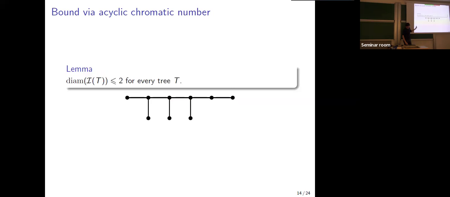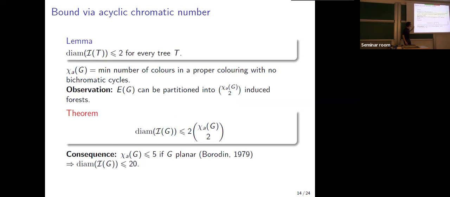So this simple lemma has a very nice consequence, which is that the inversion diameter is bounded by a function of the acyclic chromatic number.